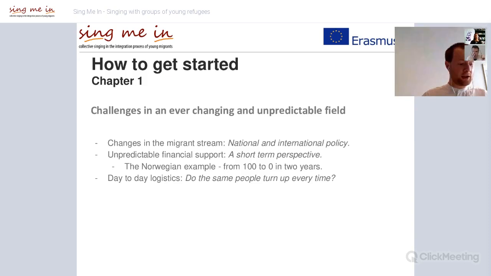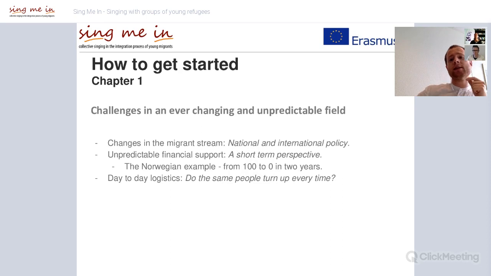For instance, on an EU level, we can see how the migrant streams are greatly affected by different policies, and the same for national level. And this also goes for funding a lot. The Norwegian example here, as I've written, is about how the funding for some projects we did in Norway went from quite generous funding for doing different projects that we had good feedback on from the people who participated and the people who we applied for funding from. But after 2 years, everything basically was dropped.